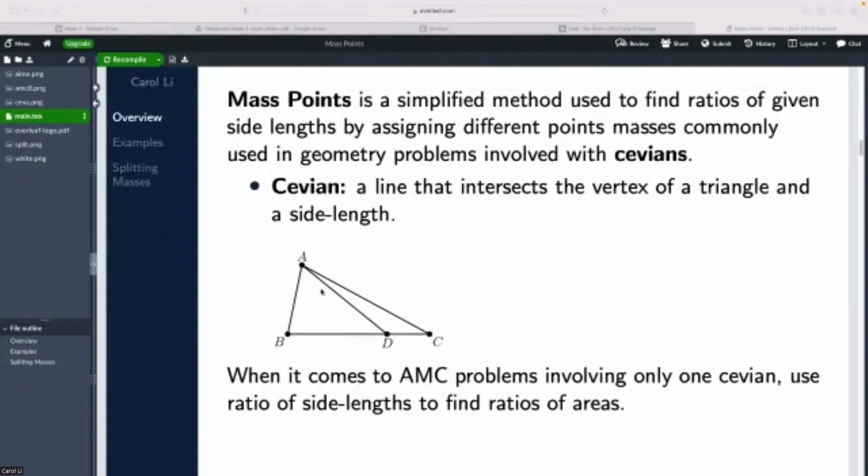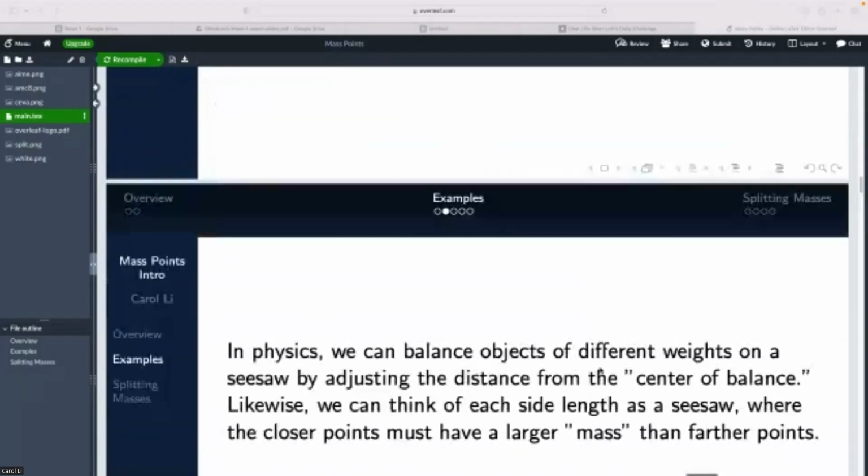And so when it comes to AMC problems involving only one Cevian, use the ratio of side lengths to find ratios of areas. Basically, do you see how we just need the ratio of BD to DC to find the ratio of the areas? Because the height is uniform. But when it comes to the questions I'm going to show you next, it's a little more complicated, let's just say.